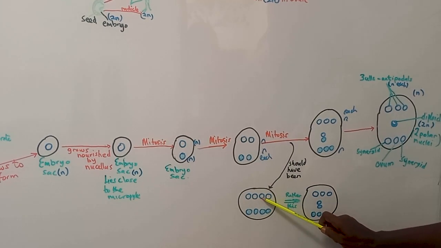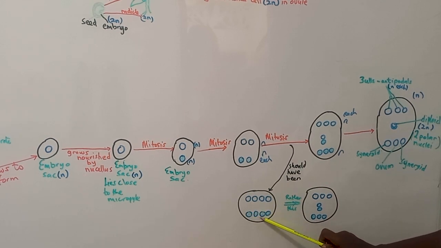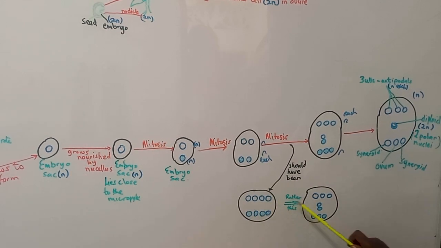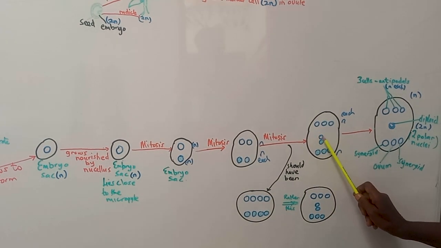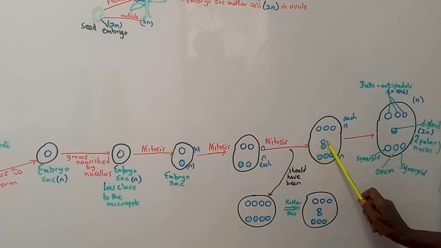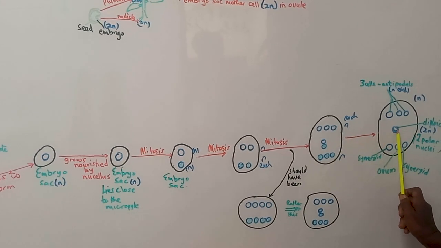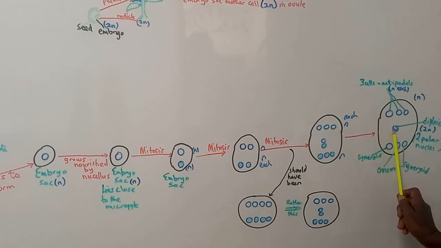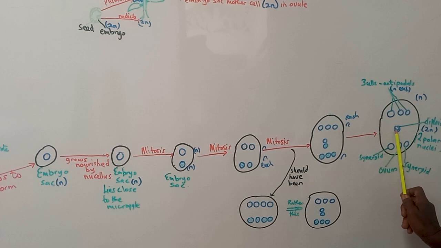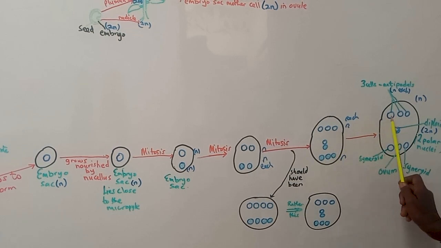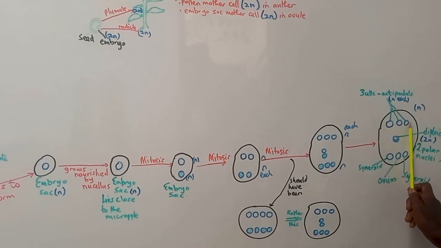These three nuclei line up and one of them comes here. Three of them line up and one of them comes here. So you have a situation rather like this. This is the situation. And so the further development is that these two nuclei fuse to form one diploid nucleus called the polar nuclei. So you have the polar nuclei here. And these three are still there. They are called antipodals. Each of them is N.